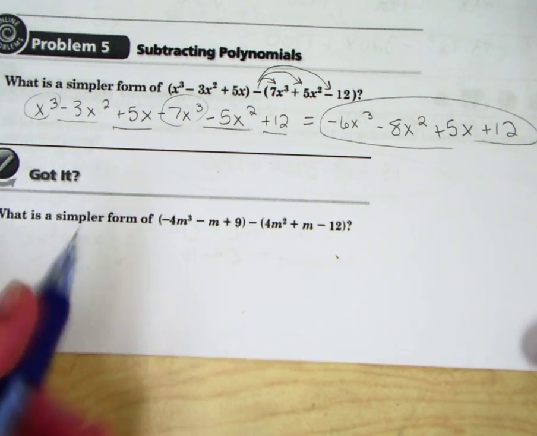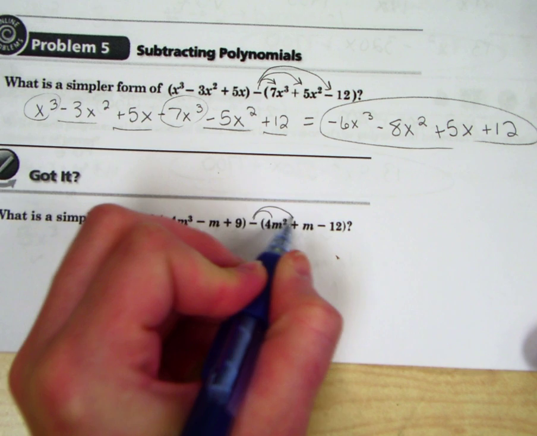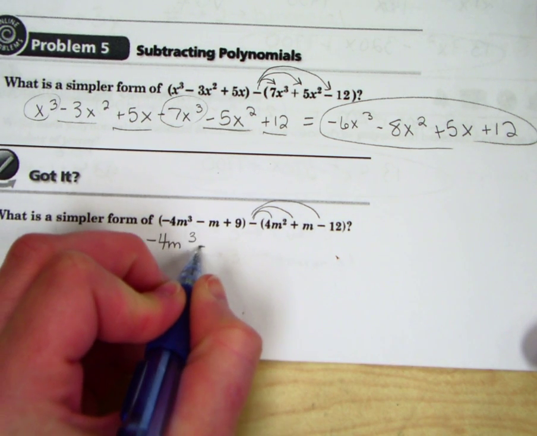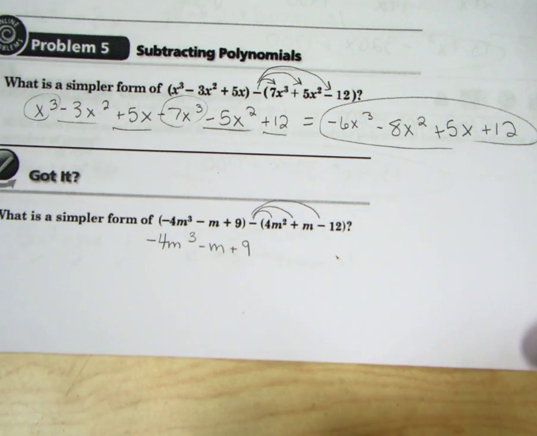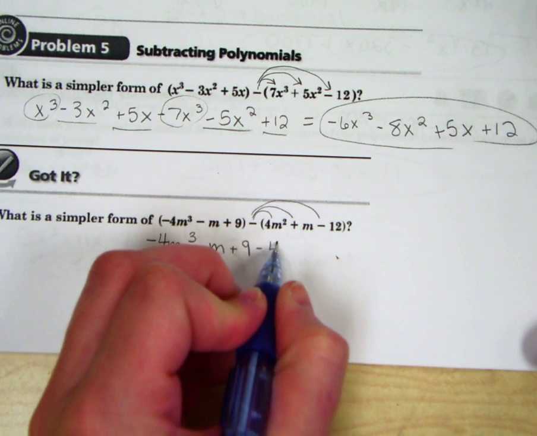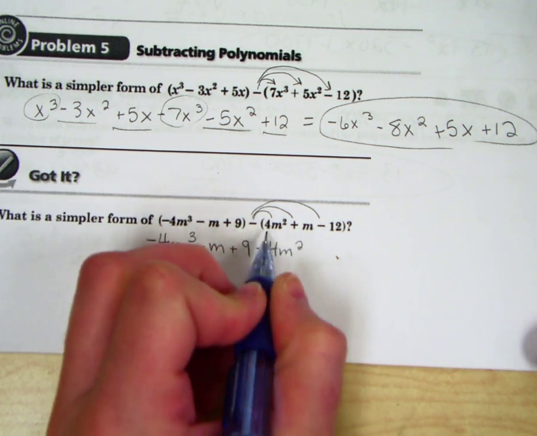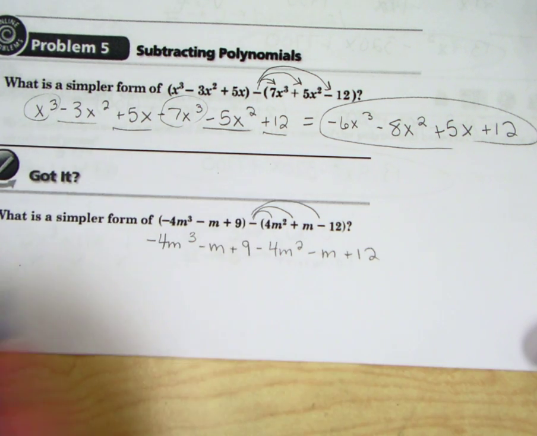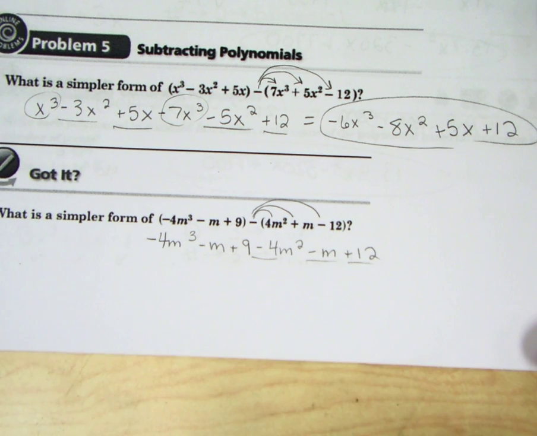is the got it. Again, notice the subtraction sign, make sure you distribute it in. The first stays the same, so just rewrite it. The second one gets the negative sign distributed to it. So you get a minus 4m squared, a minus m, and a plus 12. Notice each of these terms change their signs.